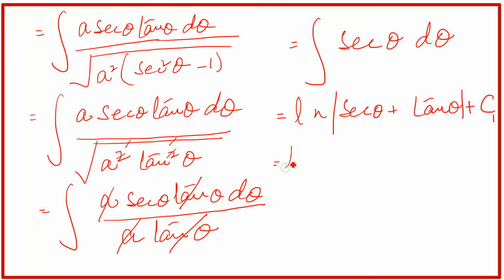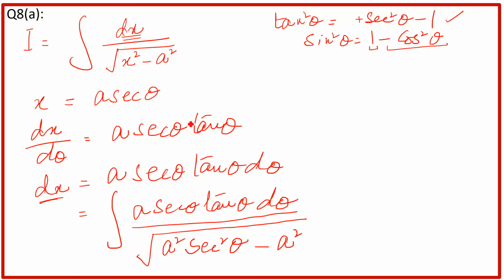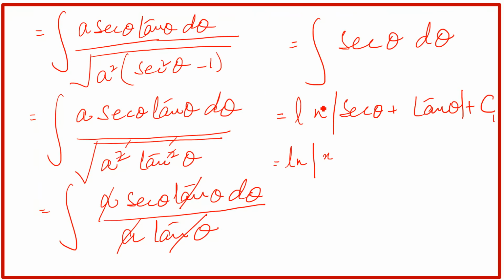What we will do: natural log of x secant theta. I will show you from here. Secant theta is equal to x over a. See from this here, x over a. So I will write down x over a. But for tan theta, I will write down here square root of secant square theta minus 1.